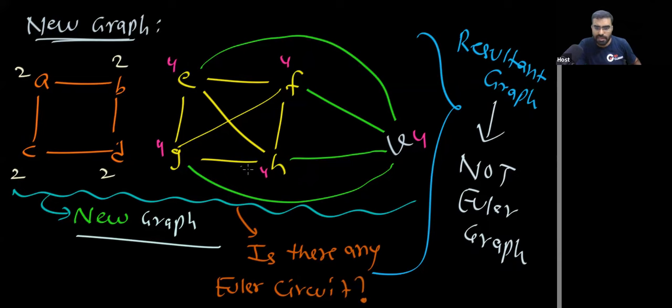Can you start at some vertex and visit every edge exactly once and then come back to the same vertex? That is not possible. Is there any Euler circuit? The answer is no. So this is not an Euler graph.